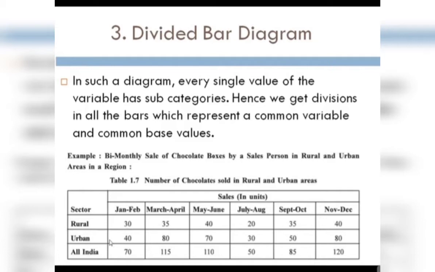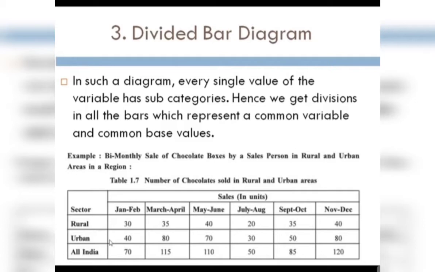So accordingly, we get the division in all the bars, which represents a common variable and the common base value. Here also I will show you the divided bar diagram according to this table. Do keep in mind it is shown as per the months, and accordingly as per the rural areas and the urban areas. By addition of this, we will show the same thing in the particular diagram.